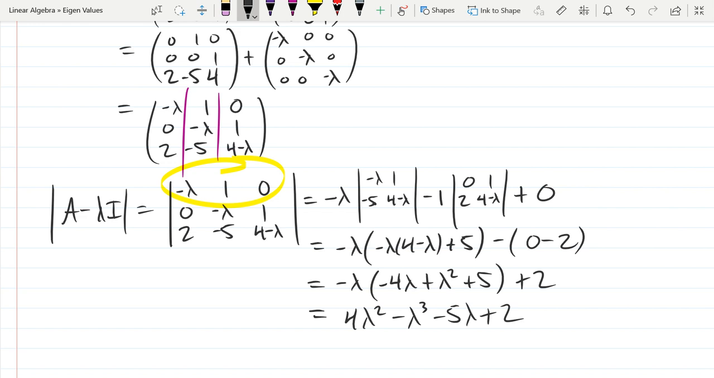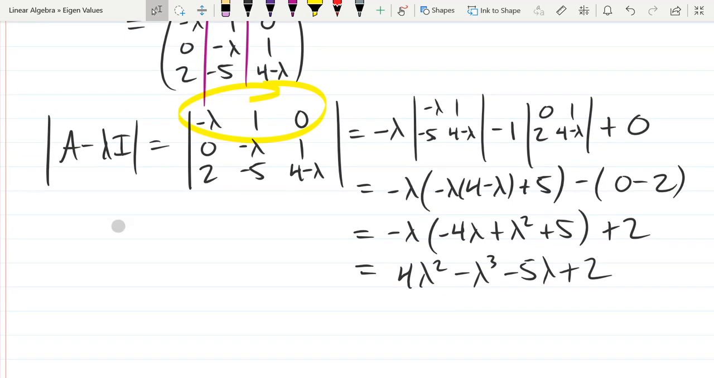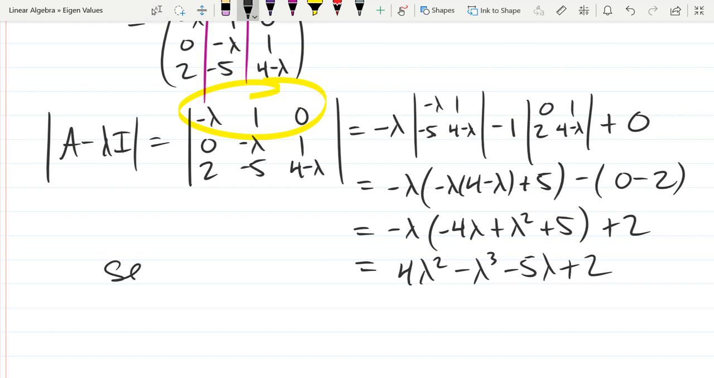So any algebra questions or linear algebra questions? We're really just doing algebra at this point though. So you should get a polynomial with the same degree as your dimension. So we had 3 by 3, so there basically should be a product of 3 lambdas and lower powers of lambda as well. So you should expect the same degree as your dimension. All right, we're setting this equal to 0 now. So set this equal to 0.